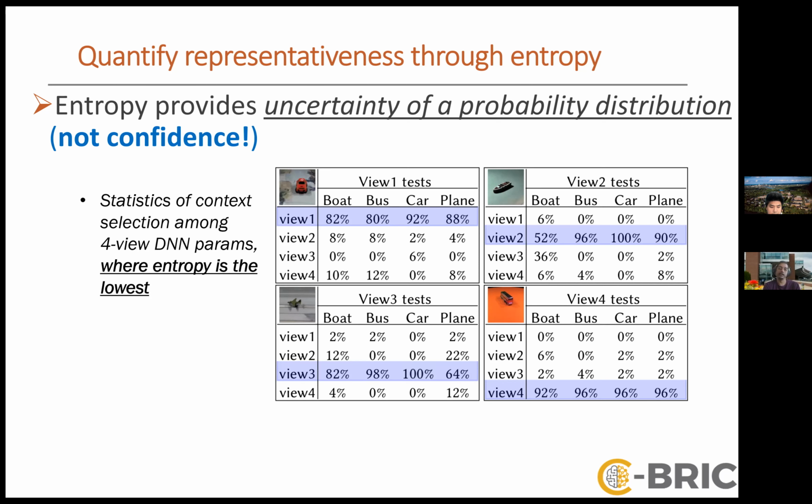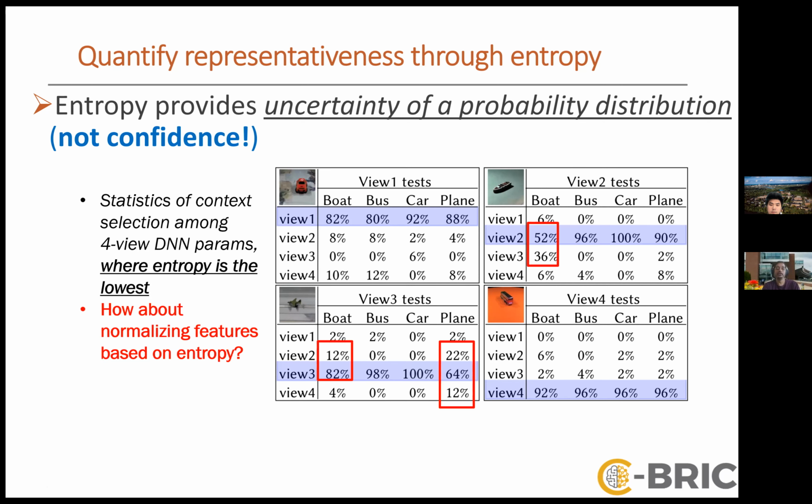However, note that the entropy is not a metric for confidence. It's just an uncertainty of a probability distribution. So there are cases where the entropy was the lowest for view 1, view 2, or view 4. So what we'll end up doing is we use this metric, which has to do with the entropy, to normalize the weightage for each of these views that we are seeing.